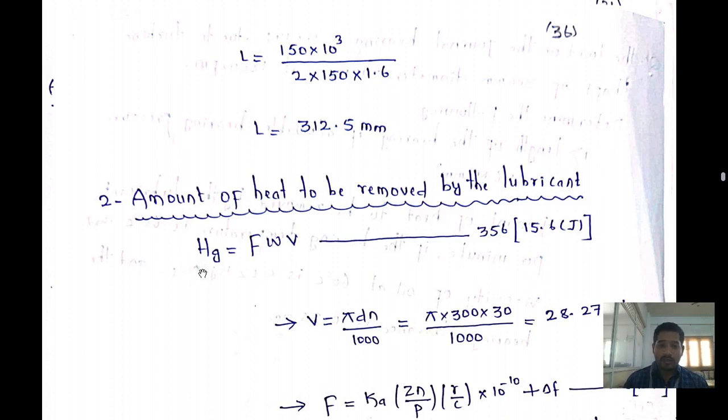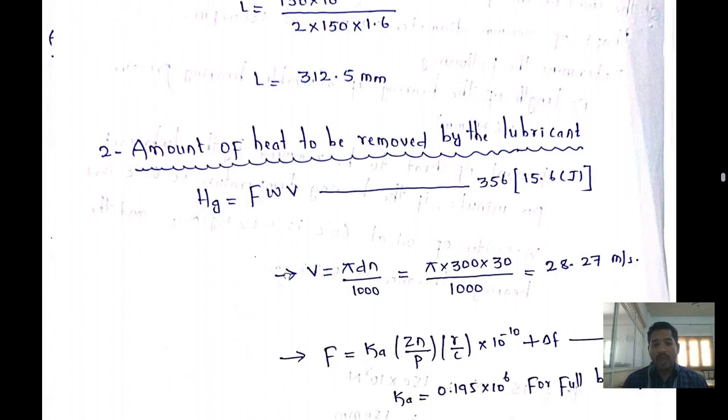So for that reason, our intention is to remove the heat by the lubricant, which you add in between the journal as well as in between the bearing. So H is equal to F into W into V. The F is nothing but the frictional force, W is nothing but the load, and V is the linear velocity. We have the formula for the linear velocity or the rubbing velocity: V is equal to pi dn by 1000.